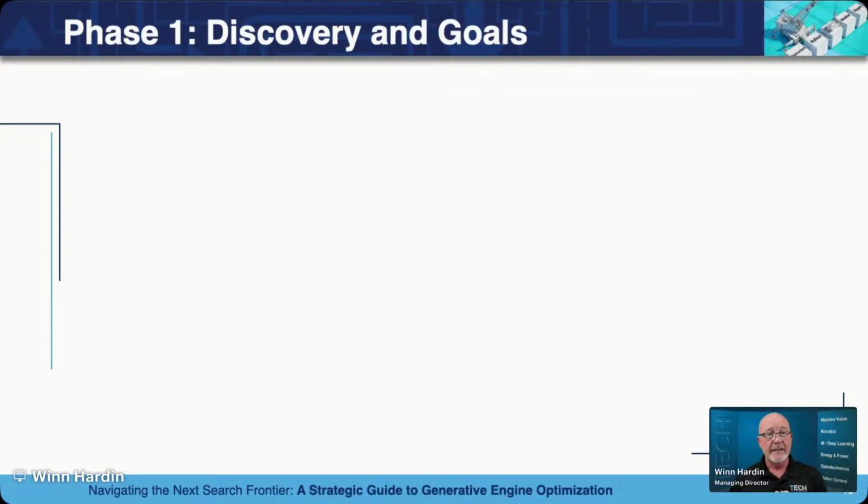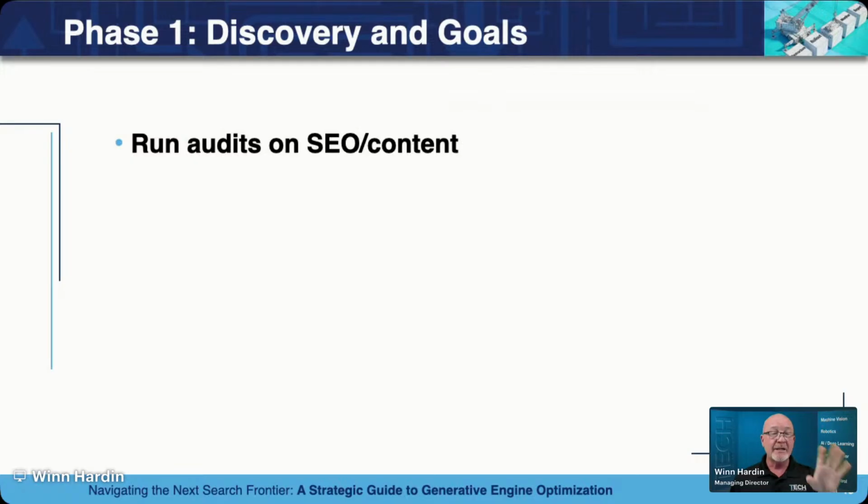Okay, now let's get a little bit deeper on how we start to develop a roadmap forward. Okay, first we start with discovery and goals. We're going to do our comprehensive SEO and content audit. I'm not going to even get into this. You guys know what this is. Basically, what do we got? How do we rank from an SEO perspective?